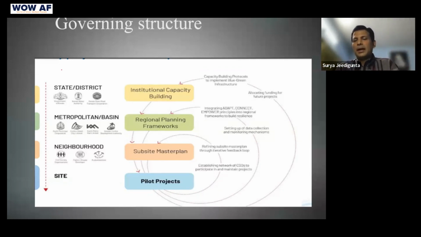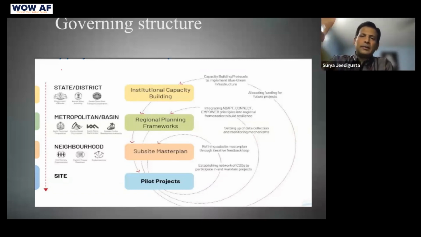Let's take a city like Hyderabad, where I live, like Amirpet. At that place, we have to start with a pilot project, whether it could be a green building, creating these permeable roads, or the swales we are talking about, or some kind of a water park. So this is at the site level, the pilot project.